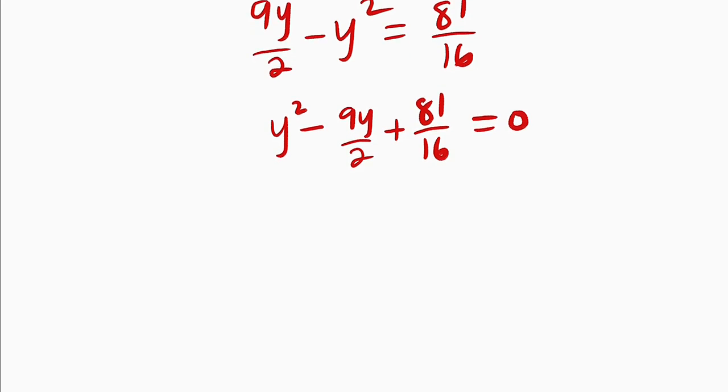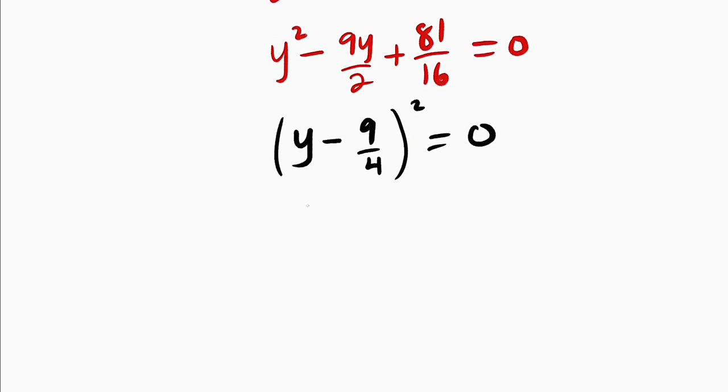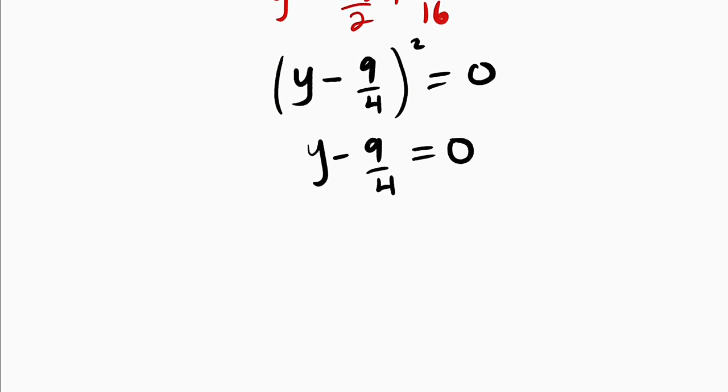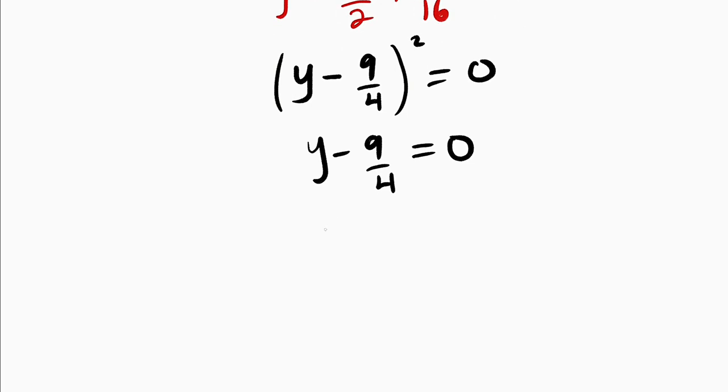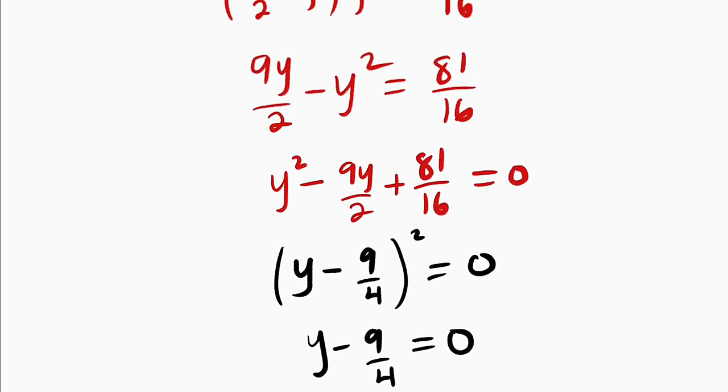If it is a perfect square quadratic equation, we can factorize it as y minus half the coefficient of y, which is 9 over 4, all of this squared, and this is equal to 0. Take the square root of both sides. You have y minus 9 over 4 equals 0. And if you take negative 9 over 4 to the right, you have that y is equal to 9 over 4. So now we have just solved for y, but remember we are also looking for x.